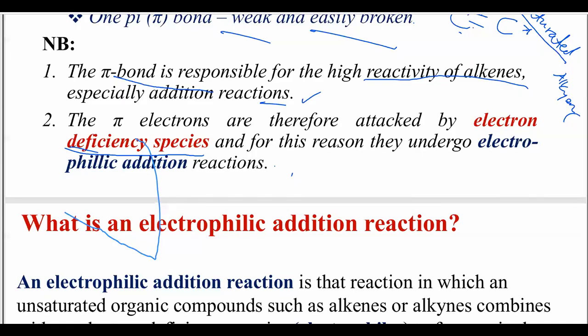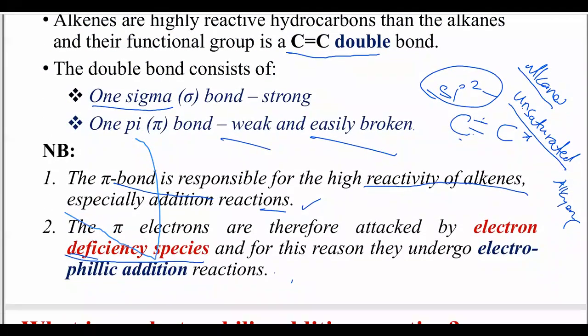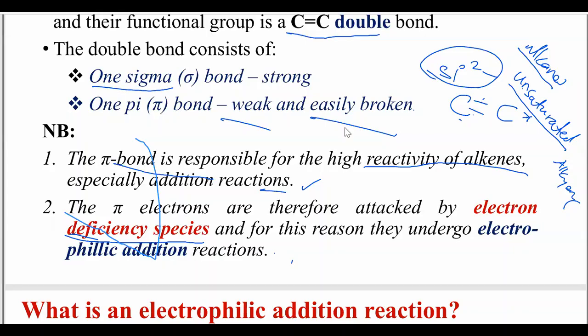So we have seen that in point number 2, the pi electrons are attacked by electron deficient species, and for this reason they undergo electrophilic addition reaction. And here is the question: what is an electrophilic addition reaction?